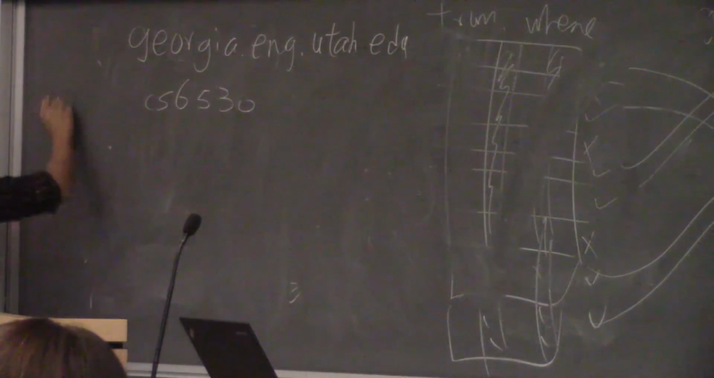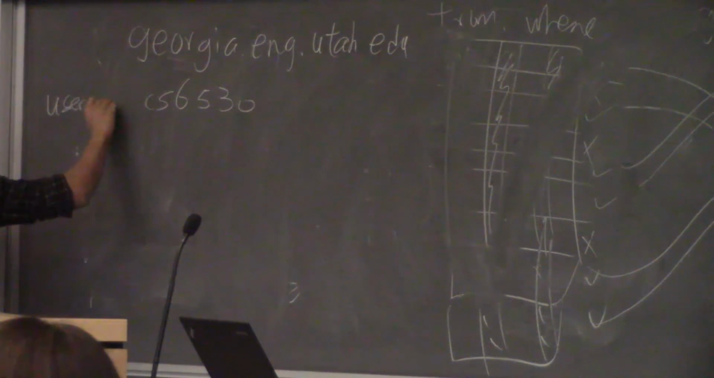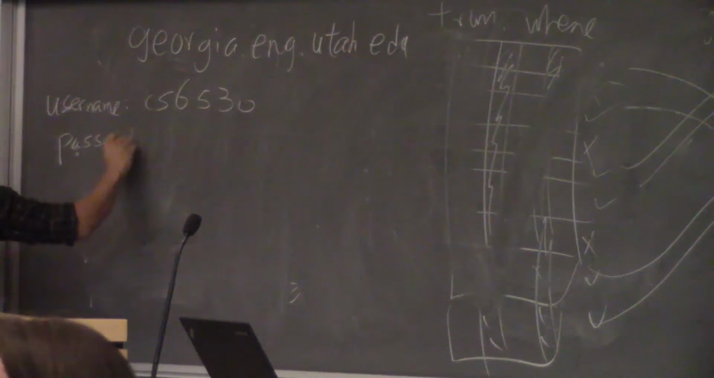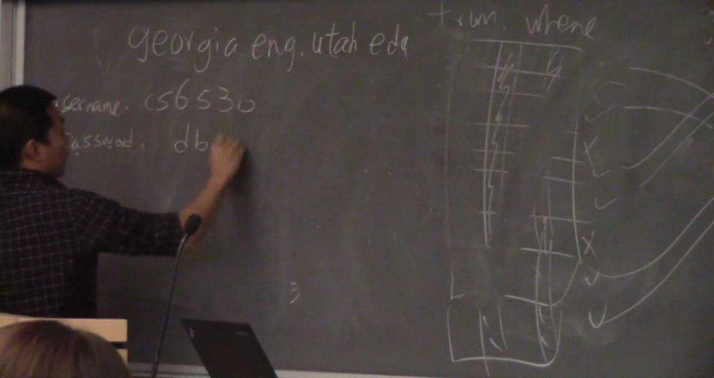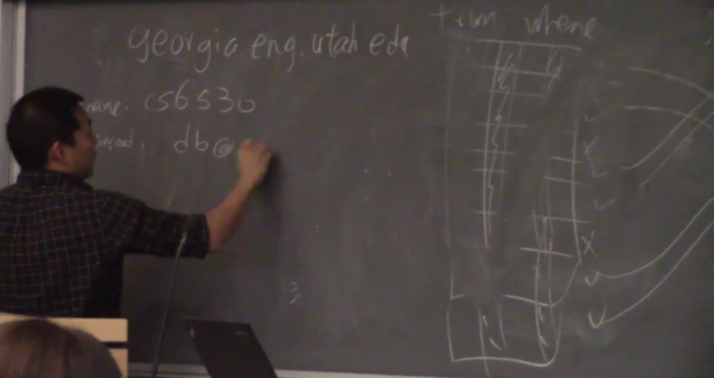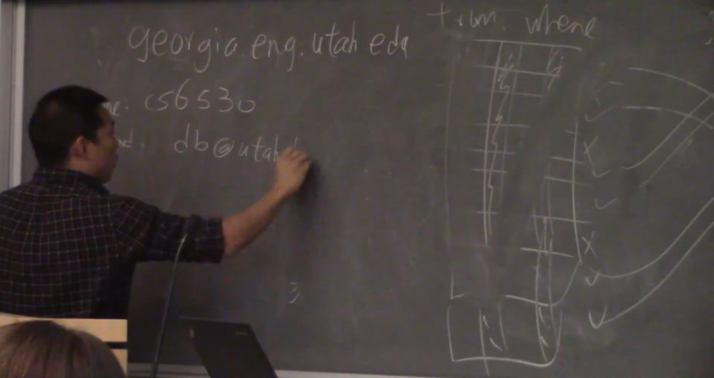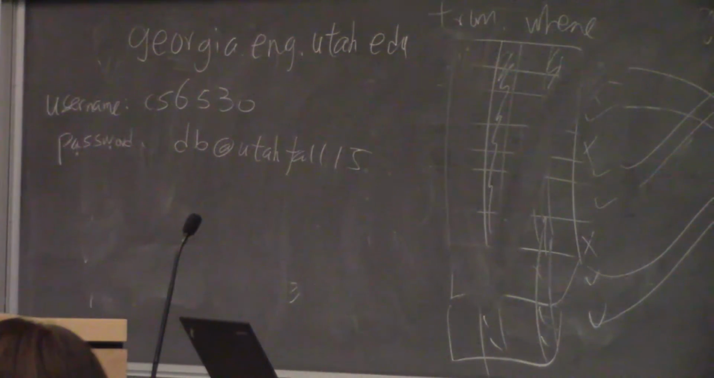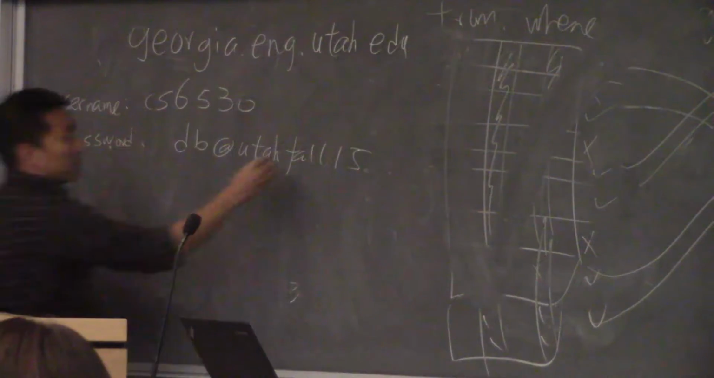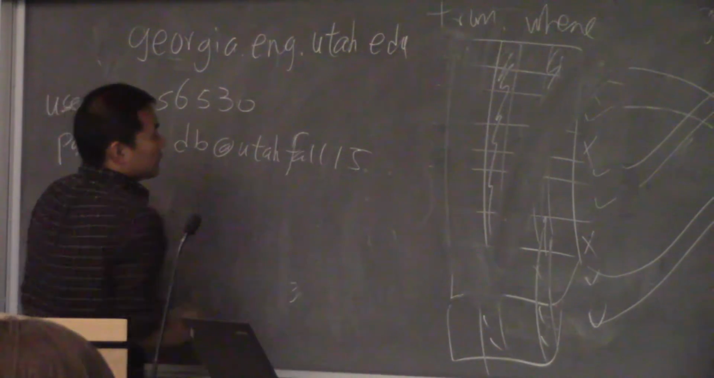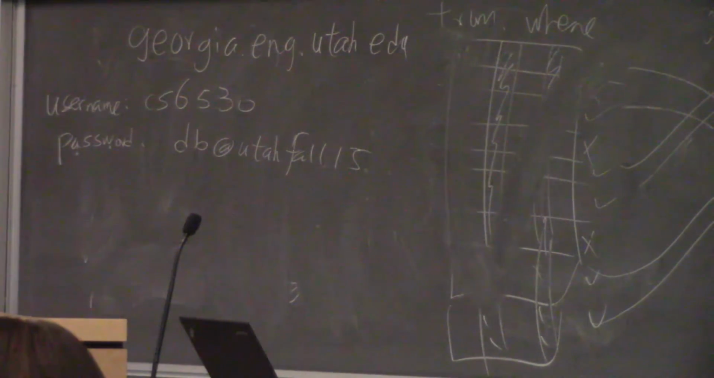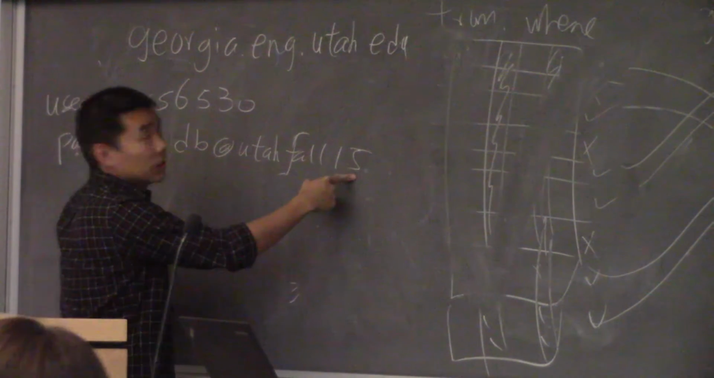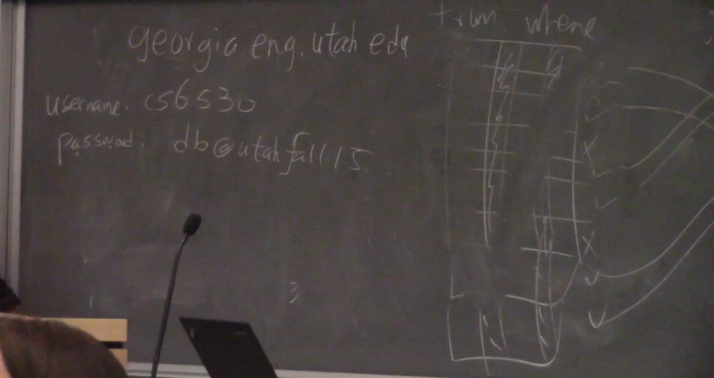this, that's the username. And the password is bb at Utah 415. Okay, all small case. Is that second character an S or a 5 on top? No, on top. CS. Thank you.